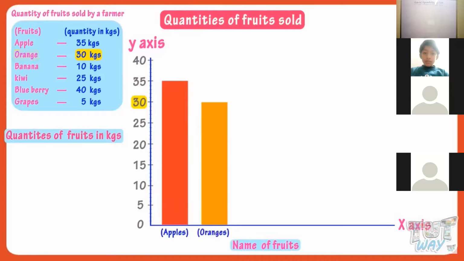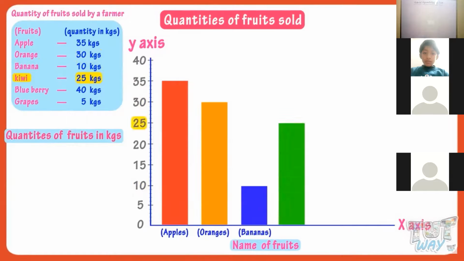Now, next fruit is banana. Quantity of bananas sold is 10 kg. So make a rectangular bar up to the mark of 10 and label it with banana. Now, the next fruit is kiwi. The quantity sold is 25 kg. So make a rectangular bar up to the mark of 25 and label it with kiwi.